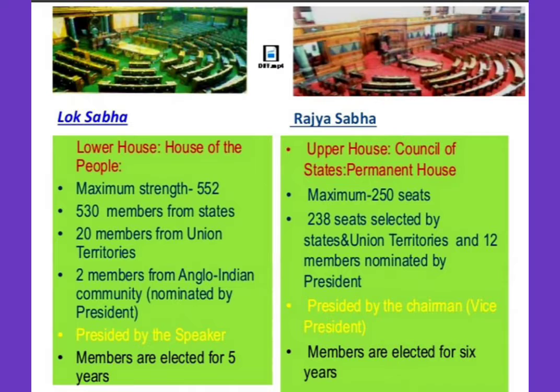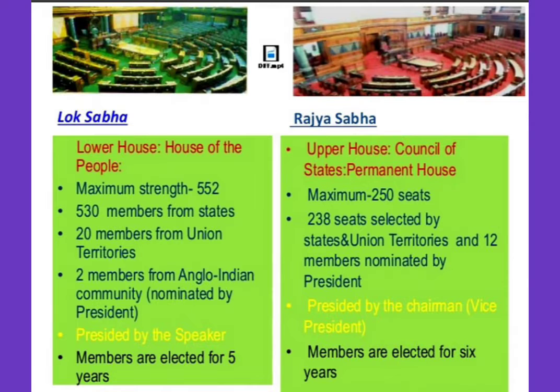The maximum strength in Lok Sabha is 552: 530 from states, 20 from union territories and 2 from the Anglo-Indian community, that is nominated by the President. And in Rajya Sabha, there are 238 from states and 12 nominated by the President. In Lok Sabha, the Speaker presides over the meetings, and in Rajya Sabha, the Vice President presides over the meetings.